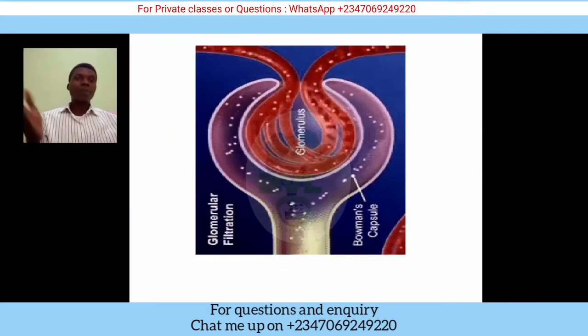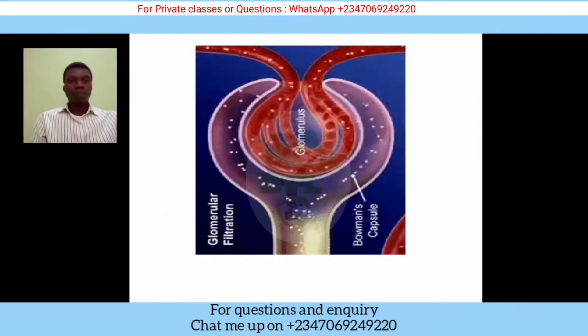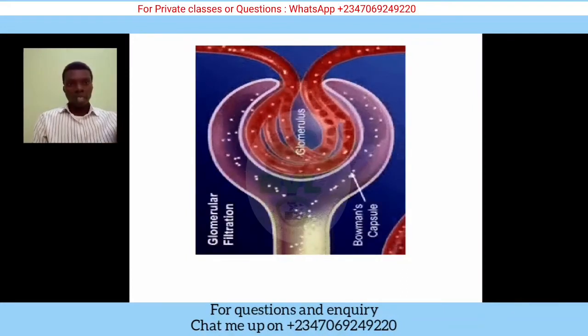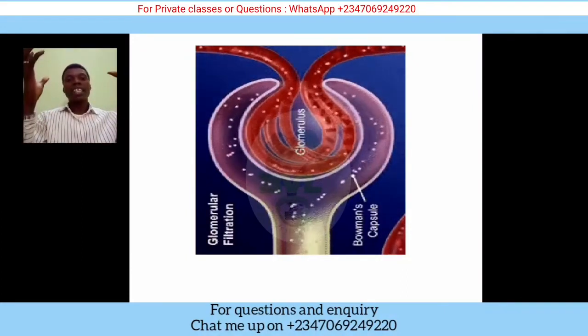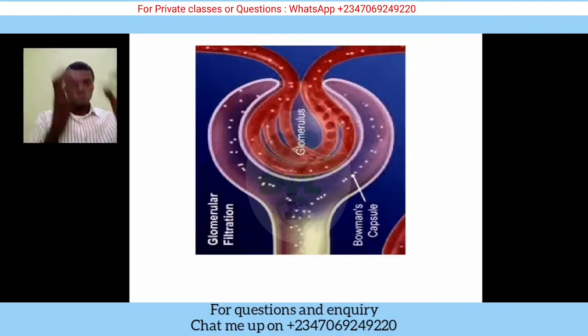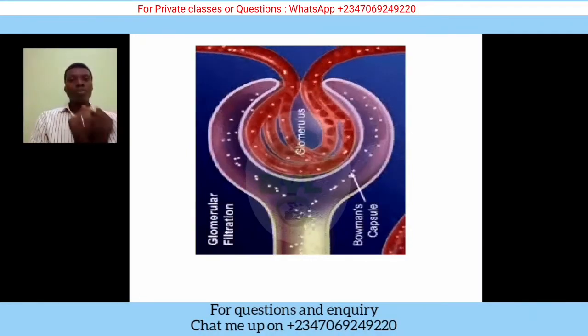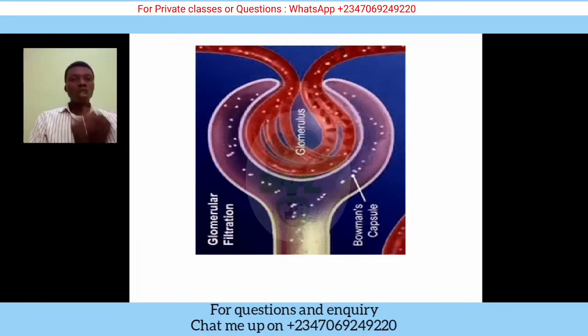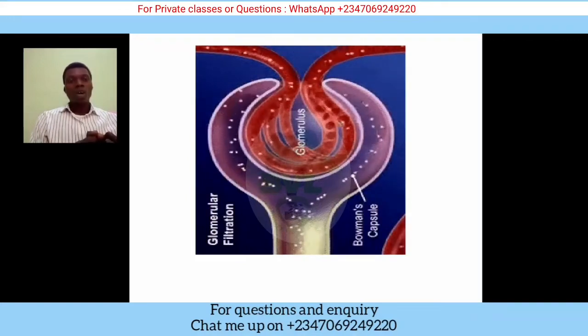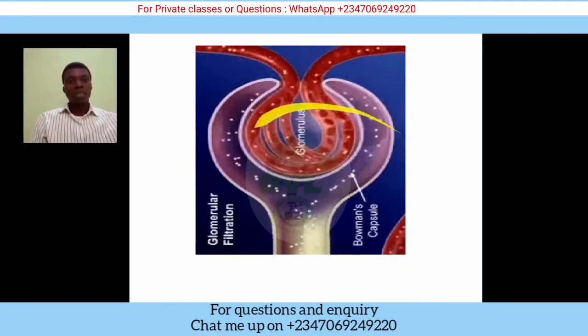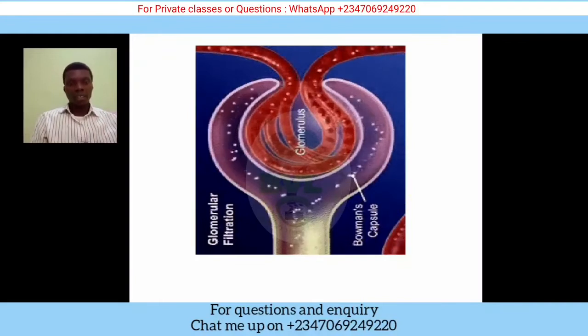Beautiful. You can see the blood coming in like that. As it's coming in, the dirt in the blood is coming out. All of them will come out. Now, pay attention to this. It is not only dirt that comes out here, please.